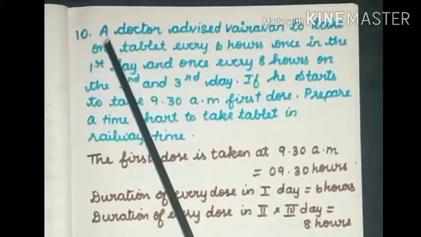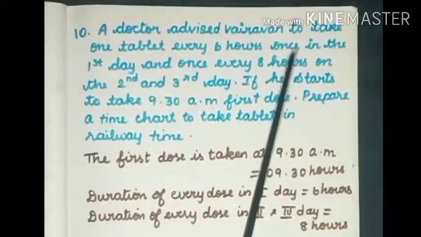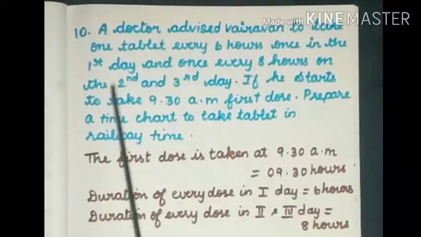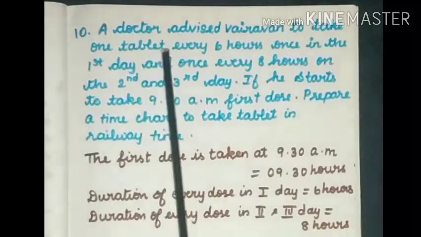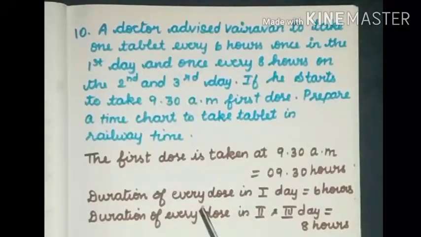10th question. A doctor advised Vairavan to take one tablet every 6 hours once in the first day and once every 8 hours on the second and third day. If he starts to take 9:30 a.m. first dose, prepare a time chart to take tablet in railway time. See here, the given question is, a doctor advised Vairavan to take the first dose is taken at 9:30 hours. That is 9:30 a.m. The duration of every dose in first day is what? 6 hours.